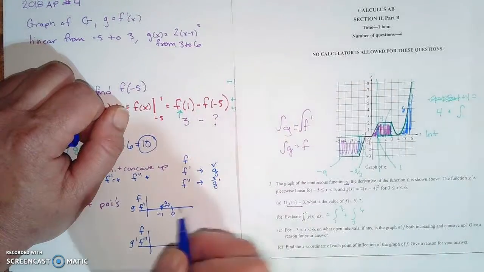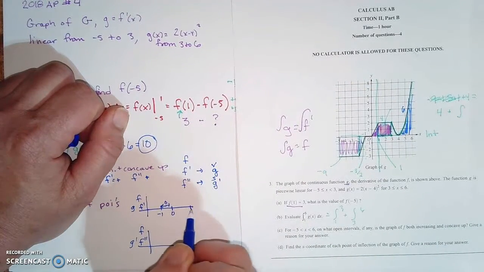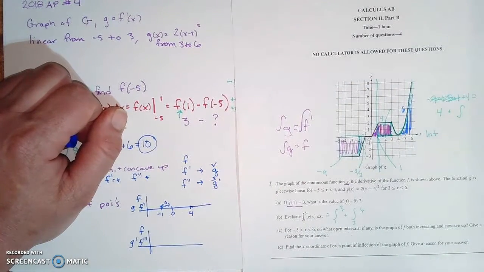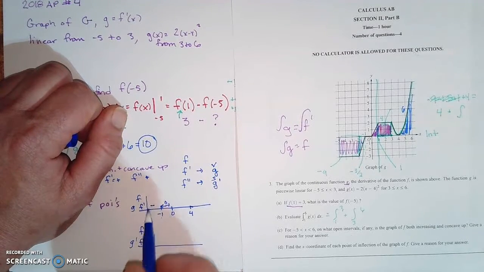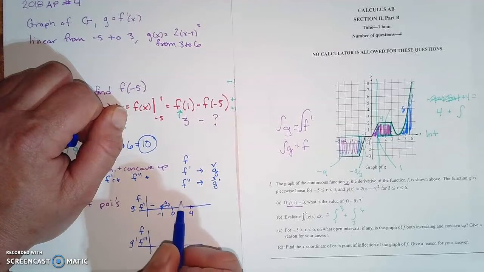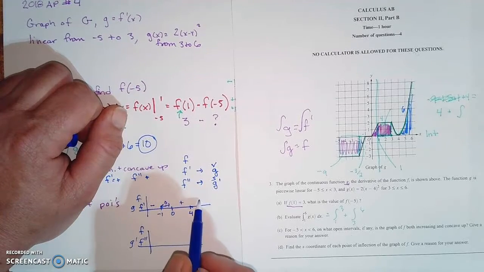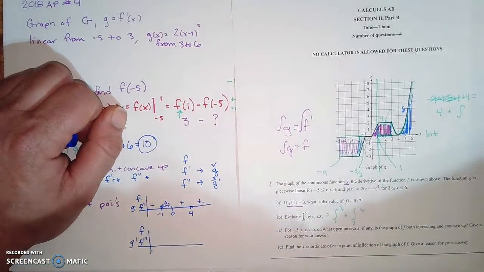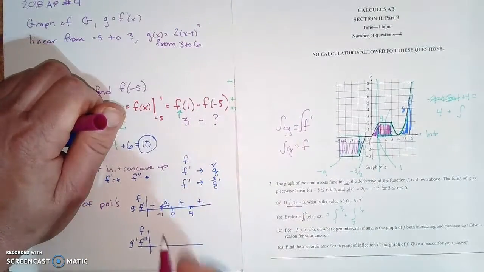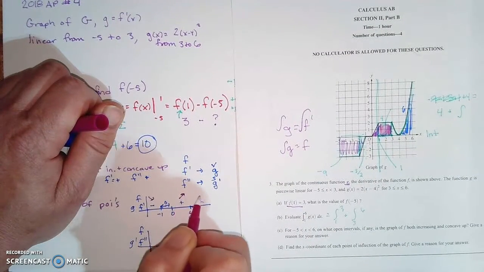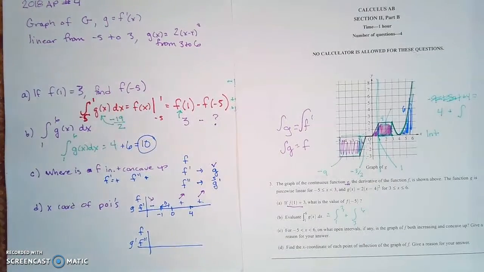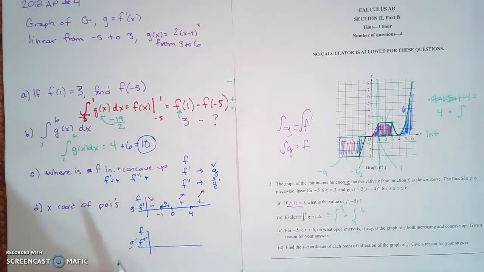G is 0 again at 4. So that tells me f prime. Now I want to know whether g is positive or negative. Before 0, g is negative. From 0 to 4, g is positive. And from 4 up, g is positive. So that tells me things about f. That tells me that f is decreasing, increasing, increasing.